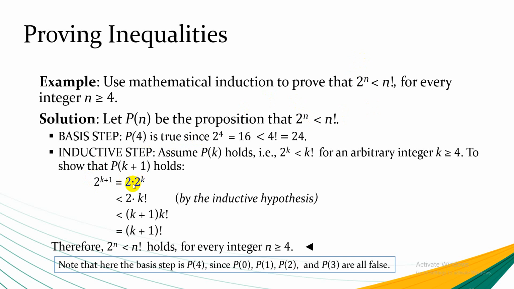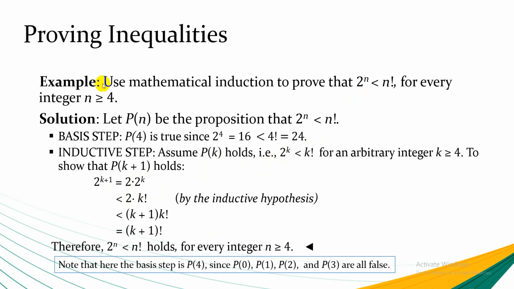And we know that 2 to the power k is less than k factorial. This is actually the hypothesis, when we consider that this is true for k, and we are proving that this should be true for k plus 1. So 2 to the power k is less than k factorial. This is true. So 2 times 2 to the power k is less than 2 times k factorial.